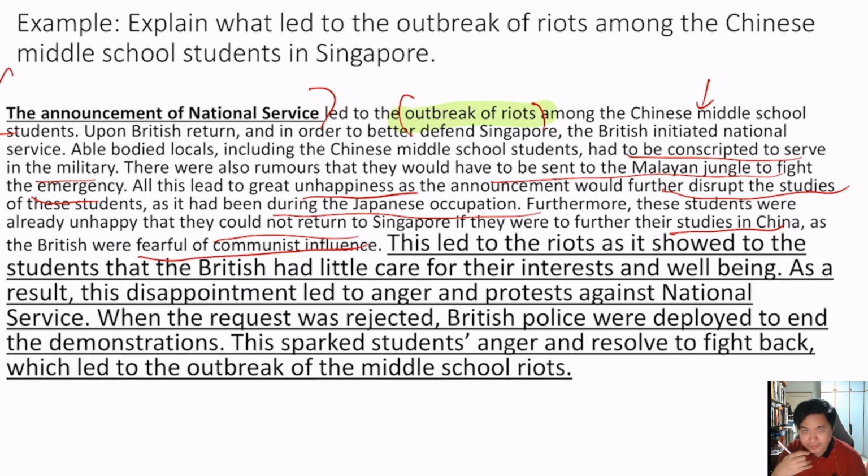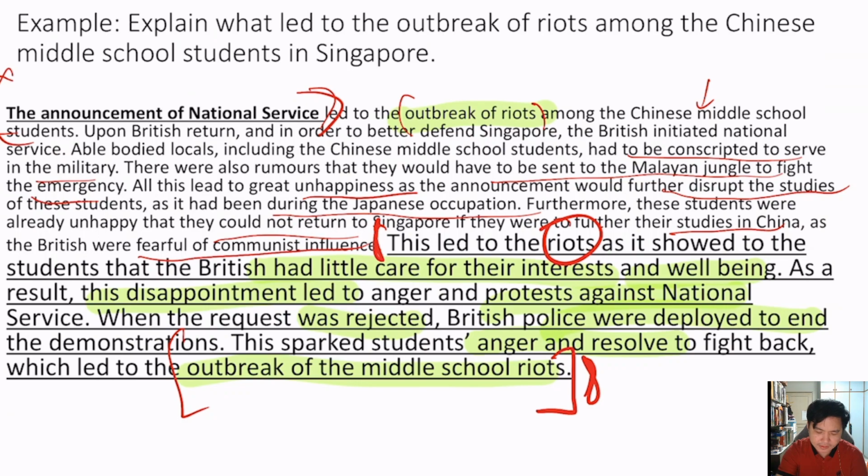So, all this unhappiness, how did it lead to riots? That's why I bold the second part. This led to the riots, as it showed the British didn't care. Because of all these things, it clearly showed that the British didn't care for their well-being, and so disappointed, they went to protest. The protest was rejected, hence the police were deployed to end the demonstration, which sparked more anger and resolve to fight back, which resulted in the middle school riots.